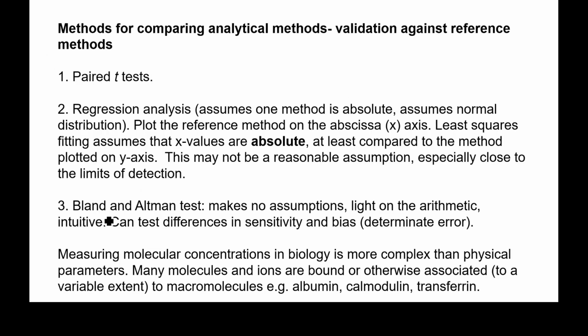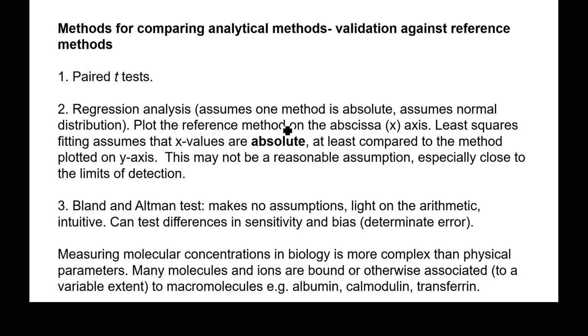I've mentioned that we should always compare our analytical results with some sort of reference method, ideally one that works on a different physical principle. How can we do this? Well, there are three broad approaches that are widely used. Paired t-tests, which can be done over a reasonably large dynamic range. You compare the differences of the results you get with your technique and the other technique. This assumes that the reference method is better.